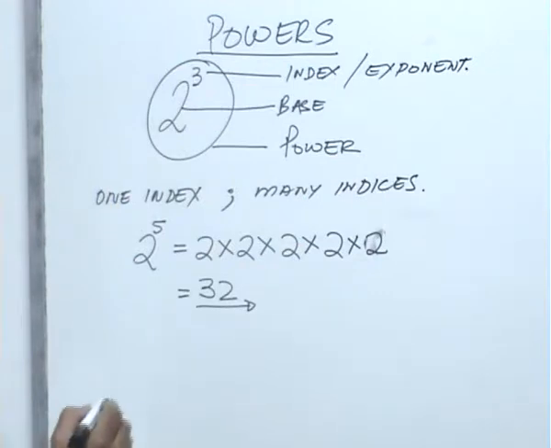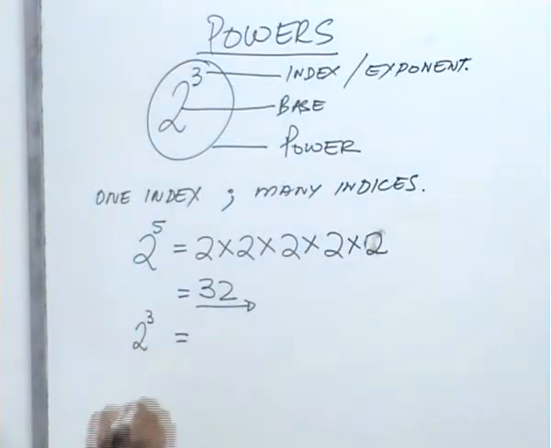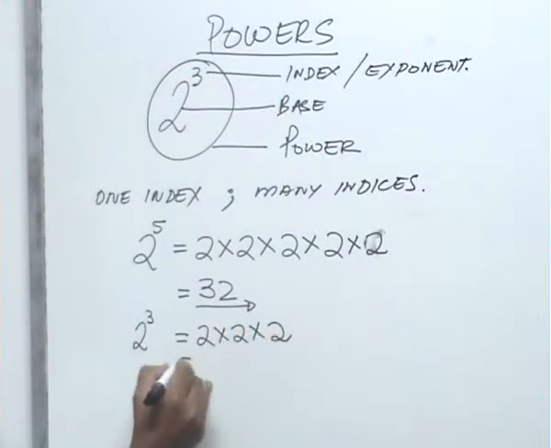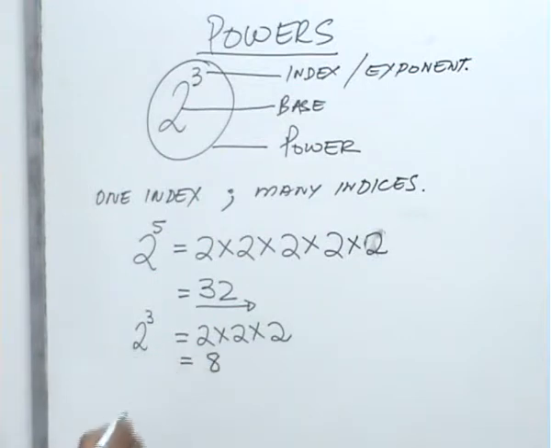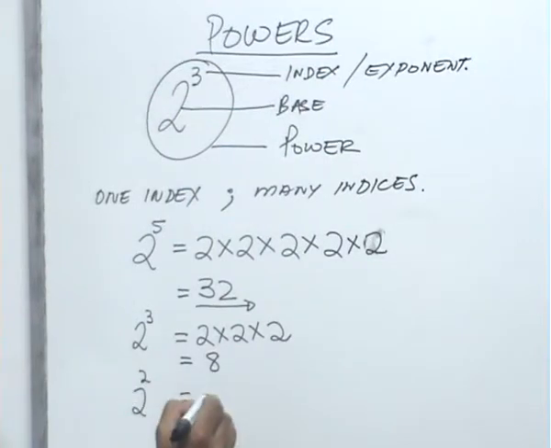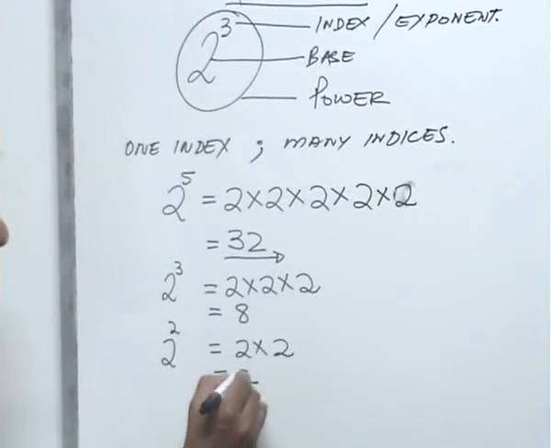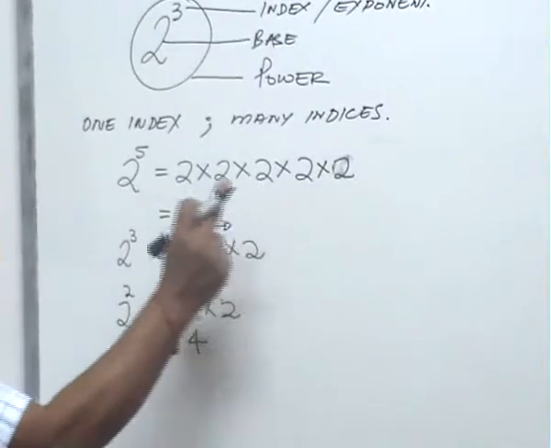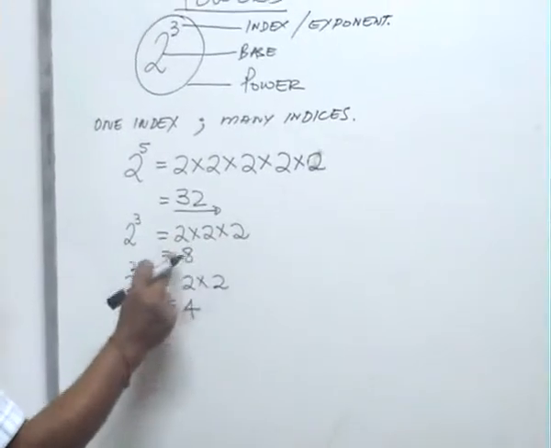Okay, now let's take 2 cubed. So 2 cubed is equal to 2 times 2 times 2. And that gives you 2 times 2, 4, 4 times 2, 8. Now let's take 2 squared. 2 squared is equal to 2 times 2, and 2 times 2 gives you 4. So firstly, you must take a power and you must be able to expand a power and find its value. Take a power, expand it and find its value.